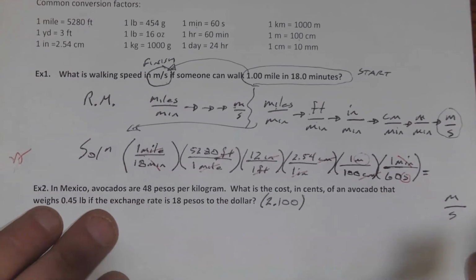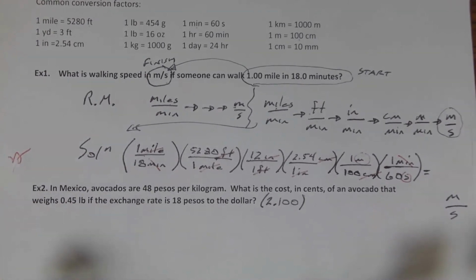Okay, the actual calculation is trivial. The only thing that I'd encourage here is not to separately calculate a numerator and a denominator, but rather just keep a running calculation going for the whole thing. So quite literally, I would enter 1 divided by 18 times 5,280 times 12 times 2.54 divided by 100 divided by 60 equals, and I get 1.49.